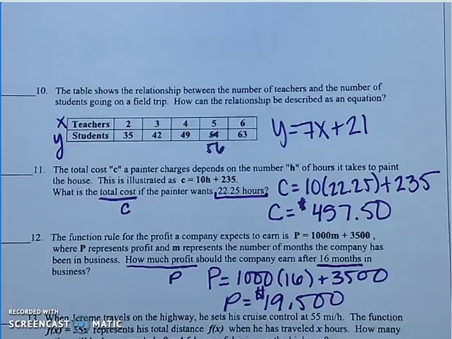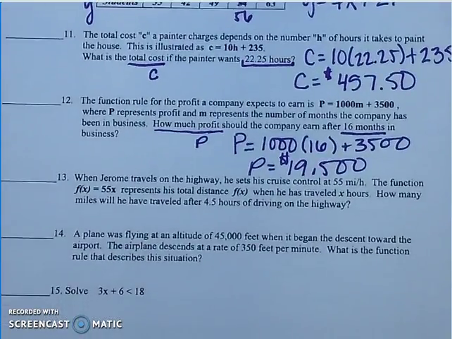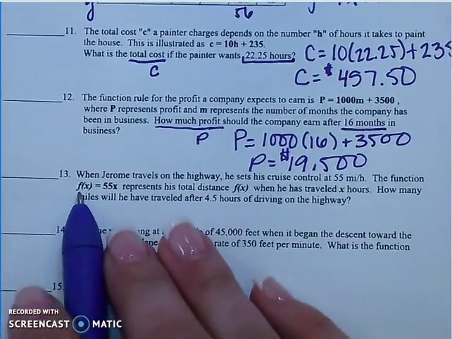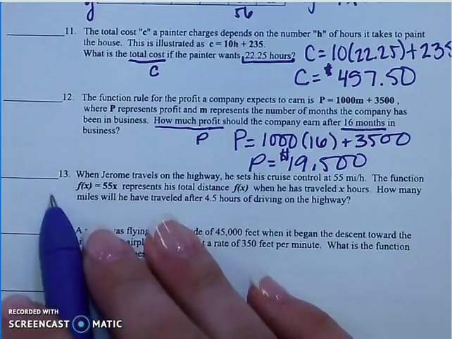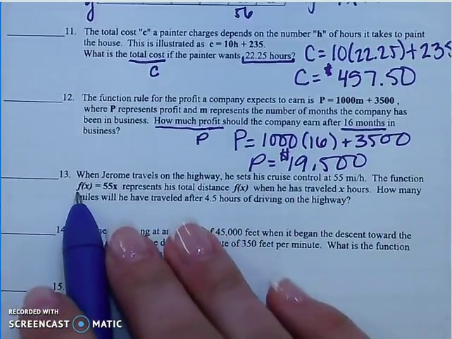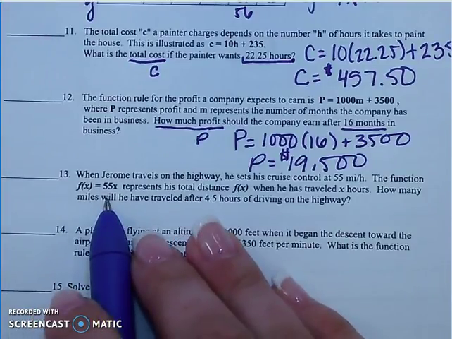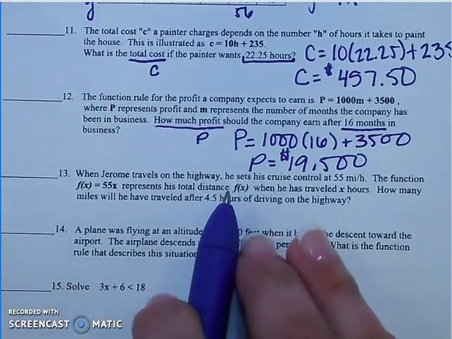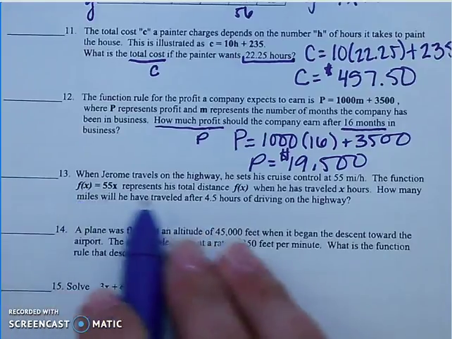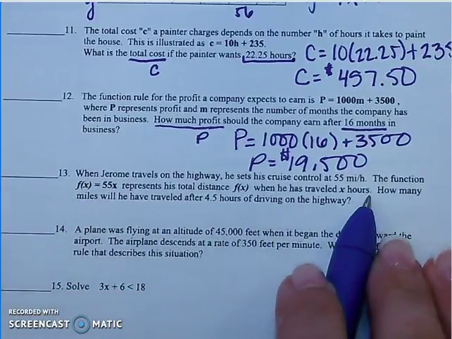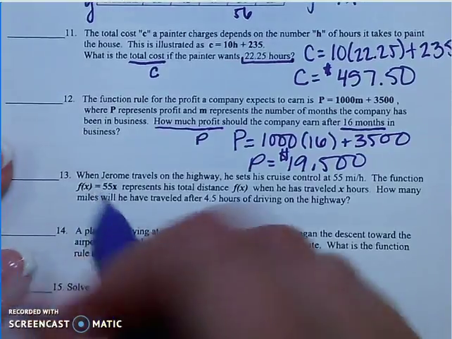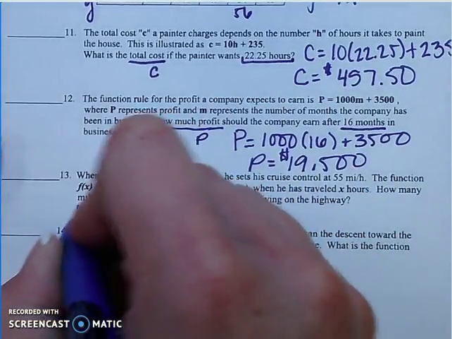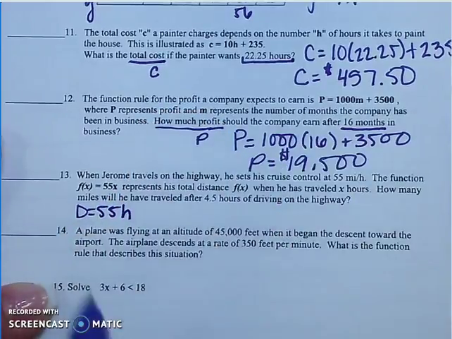Okay, number 13. Jerome travels on the highway, sets his cruise control at 55 miles an hour, and it gives you that function. We read this as f of x. It's no different than saying y equals or p equals. It's just another way to write a function. So it's 55 miles per hour. That's why it's being multiplied. It represents his total distance. So basically, this f of x is your distance when he has traveled x hours. So this could have easily been written distance equals 55h, 55 times the number of hours. So that's saying the same thing.